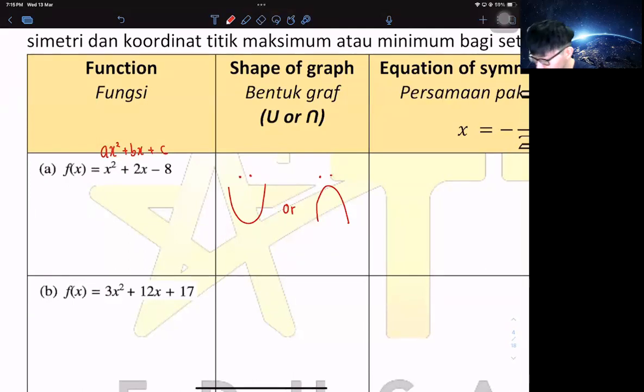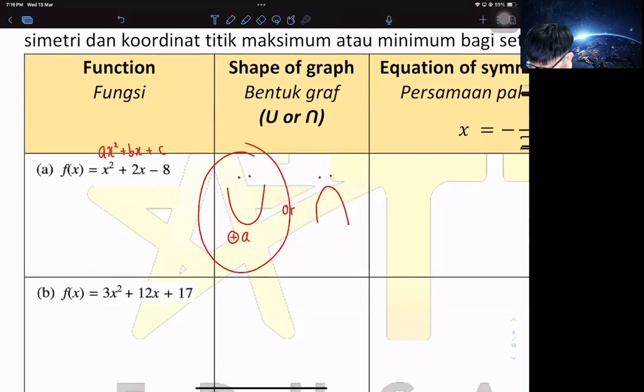Okay, I'm telling you now. Just look at the A. If the A is positive, then it would be a smiley face. Okay, so for example, this one, you'll know it's quadratic. You see that it's arranged nicely already. Can you tell what is the A?